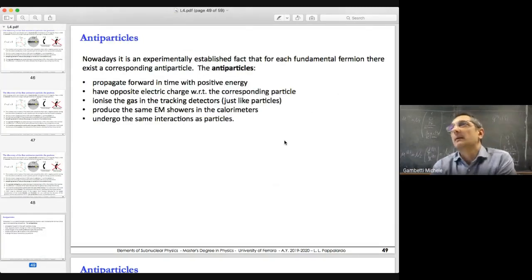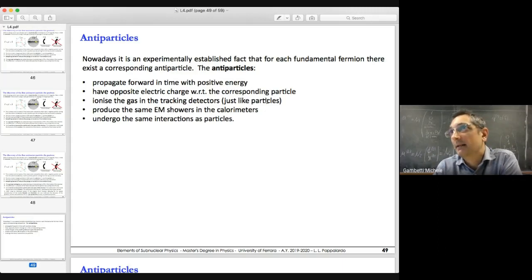Okay, a few words about antiparticles. Nowadays it is experimentally established that each fundamental fermion has its corresponding antiparticle, so leptons and also quarks. And antiparticles propagate forward in time with positive energy, so they are absolutely physical objects. They have opposite charge compared to the corresponding particle, so the positron has a positive charge, the antiproton has a negative charge, and so on.